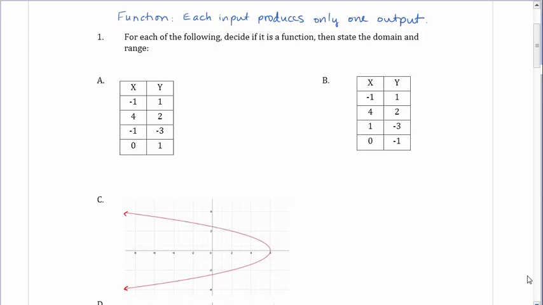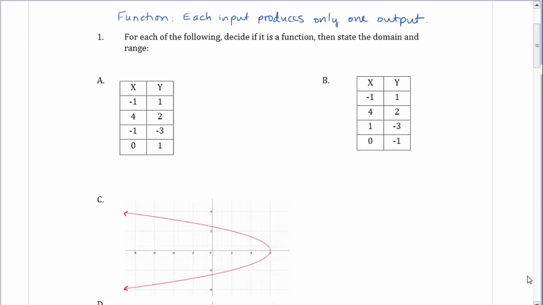So in this first part of the video, we're going to talk about how to look at a table or a graph, first decide if it's a function, and then whether it's a function or not, even if it's just a relation, we can state the domain and range of either the function or the relation.